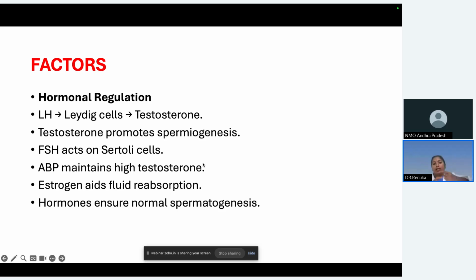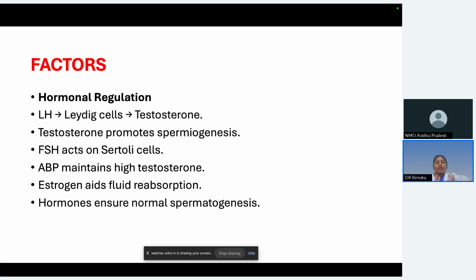We will just revise. What is the function of LH? It acts on the Leydig cells. Leydig cells produce testosterone. Testosterone is very, very important for spermiogenesis. And then what is the function of FSH? It acts on the Sertoli cells. Sertoli cells also help in spermiogenesis. And then estrogen. Its function is to absorb the fluid. And then ABP, androgen binding protein, maintains high testosterone. So all these hormones together ensure normal spermatogenesis.